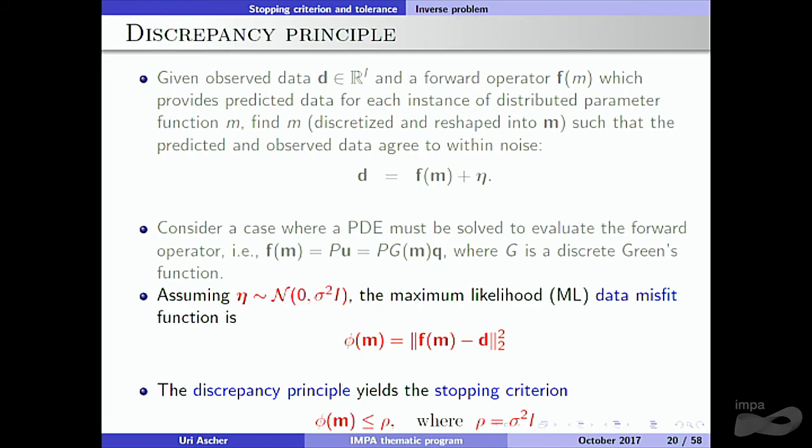So we all know by now that if we make nice assumptions about the noise in the measurements of D, namely that it's zero mean and that the covariance matrix is the identity times a scalar sigma squared, then it makes sense to look at the data misfit function as the least squares norm of the difference between the predicted and the observed data, squared. And then the Morozov discrepancy principle tells you that you want to reduce phi of m until it is less than or equal to rho, where rho is sigma squared times L, the number of data in D. So here we have a criterion and the tolerance, rho. I mean, assuming that you somehow know sigma, and assuming that the noise really has this idealized distribution.